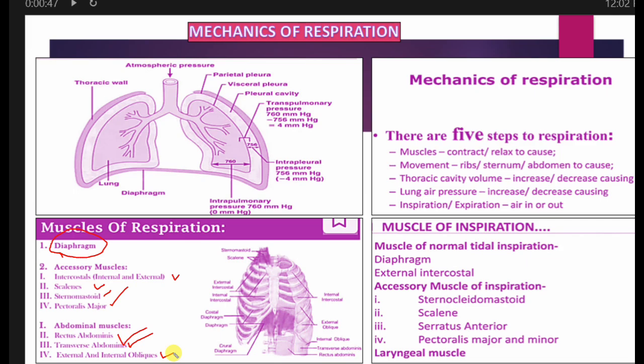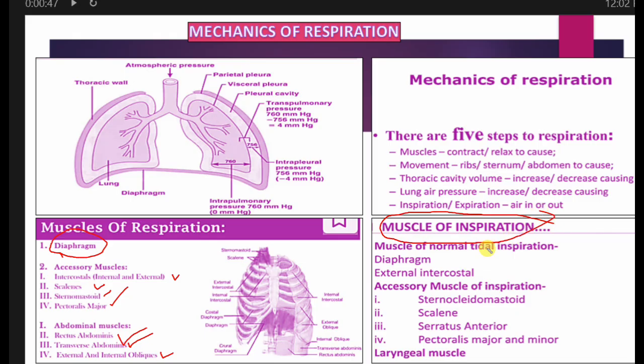All right? These muscles of respiration are classified into two subtypes. The first one here are the muscles of inspiration.